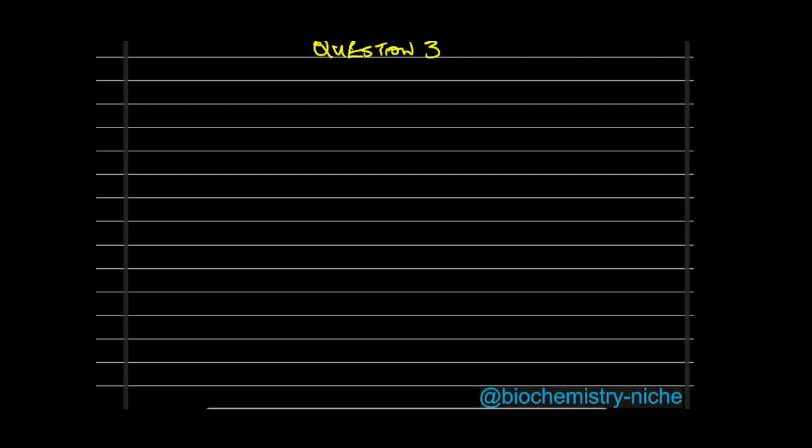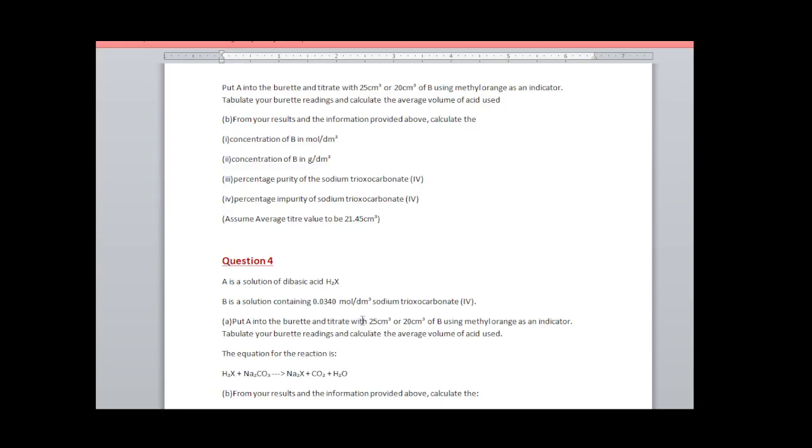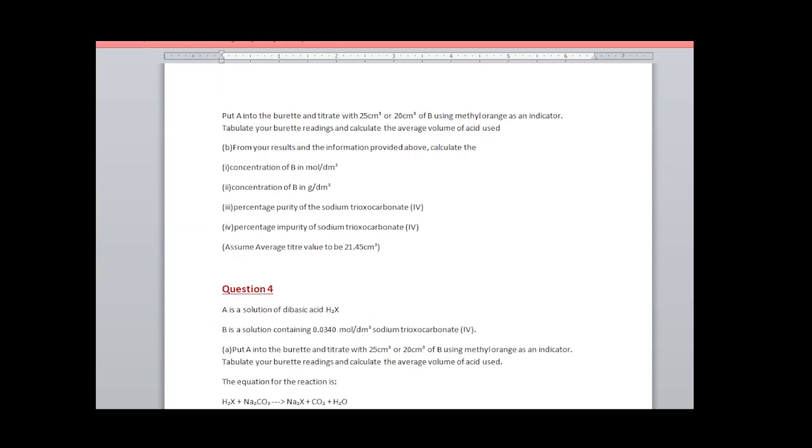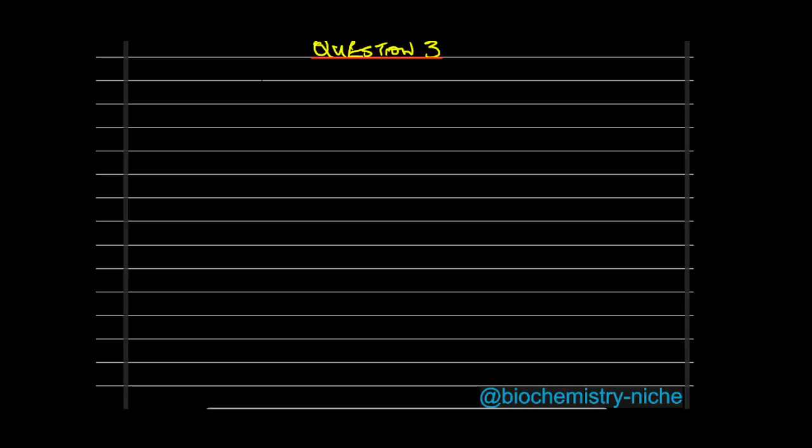Question 3. From the question, we have some information telling us that the molar concentration of A is 0.0396 moles, and the mass concentration of B is 5.2 grams. That is what we want to use to solve the question before us now.